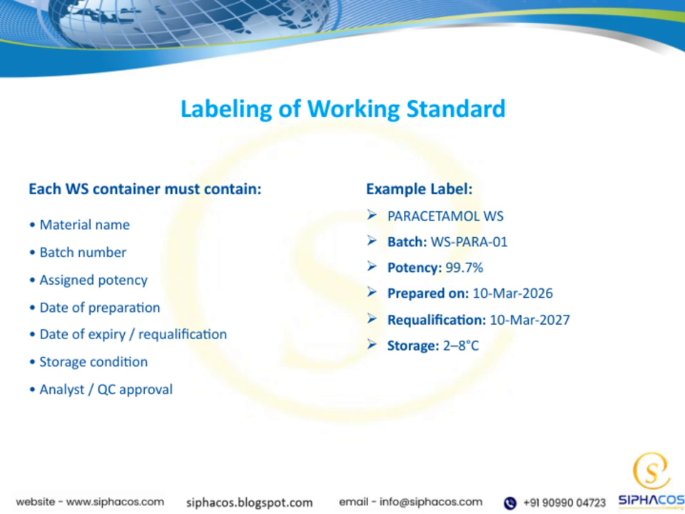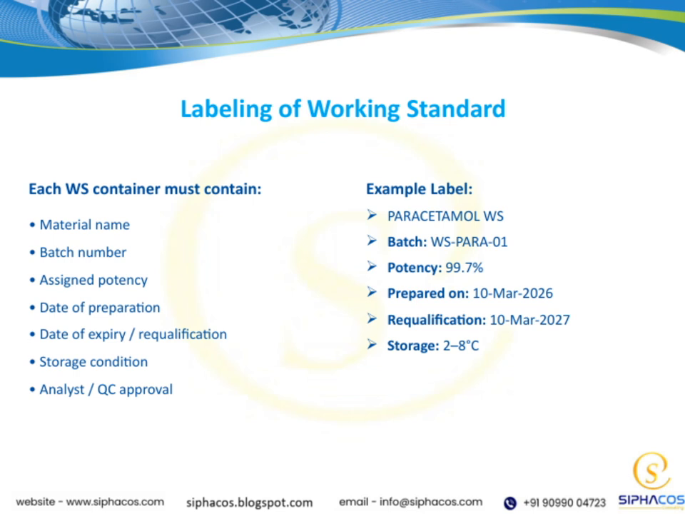Now, when it comes to labeling each working standard container, there are key pieces of information that must be included. First, the material name, so everyone knows exactly what the standard is. The batch number, as I mentioned, helps with tracking. The assigned potency informs us of its strength. The date of preparation and expiry or requalification date ensure we're using a valid standard at all times. Storage conditions are also important, so the standard is kept in the right environment.